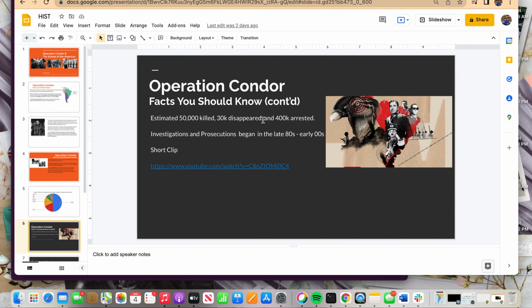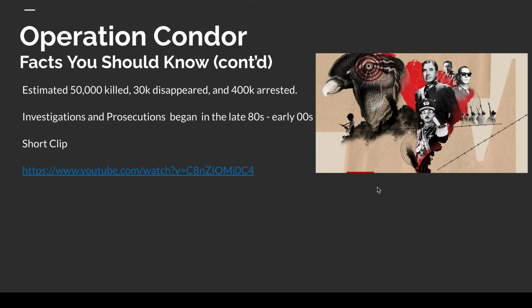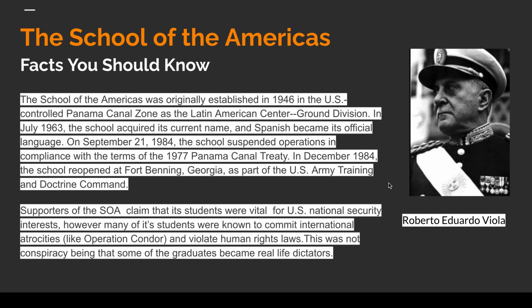Okay, so that presentation should definitely have provided a more in-depth understanding of Operation Condor. Now, in the video, it mentioned the School of the Americas. This school was originally established in 1946 in the Panama Canal Zone as the Latin American Center of Ground Division. In '63, the school acquired its own name and Spanish became its official language. However, in '84, the school suspended operations in compliance with the Panama Canal Treaty. And then in December, the school reopened at Fort Benning, Georgia, as part of the U.S. Army Training and Doctrine Command.